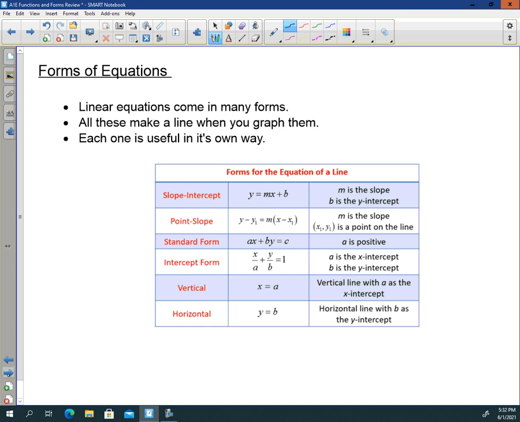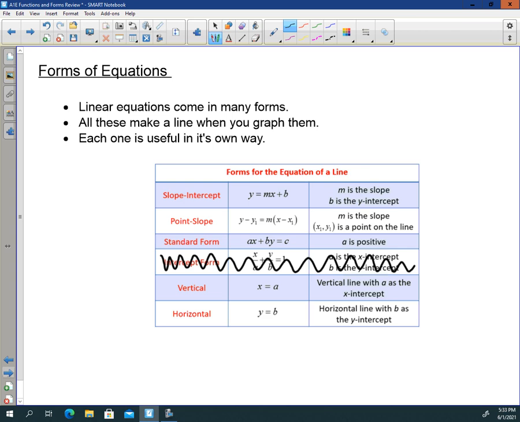All right, so then we started talking about forms of equations because equations describe functions too. And we are trying to figure out all the different ways that we can express a line. And it's all in this chart right here. Linear equations come in many forms. All of these make a line when you graph them, and each one is useful in its own way. We have the slope-intercept form, the point-slope, the standard form. We didn't really use the intercept form, so that one isn't very useful. We saw vertical lines, we saw horizontal lines, and these equations are their form. This is what their equations will look like, basically.